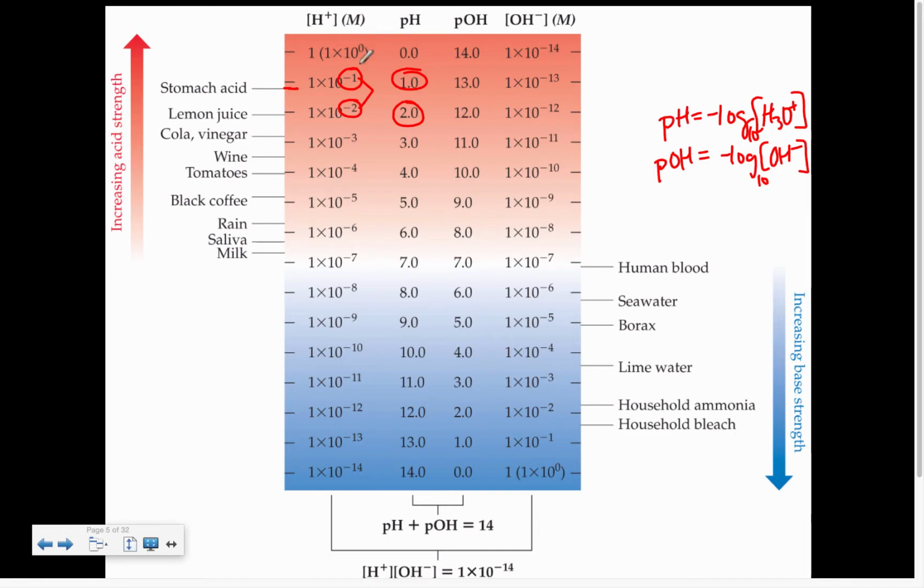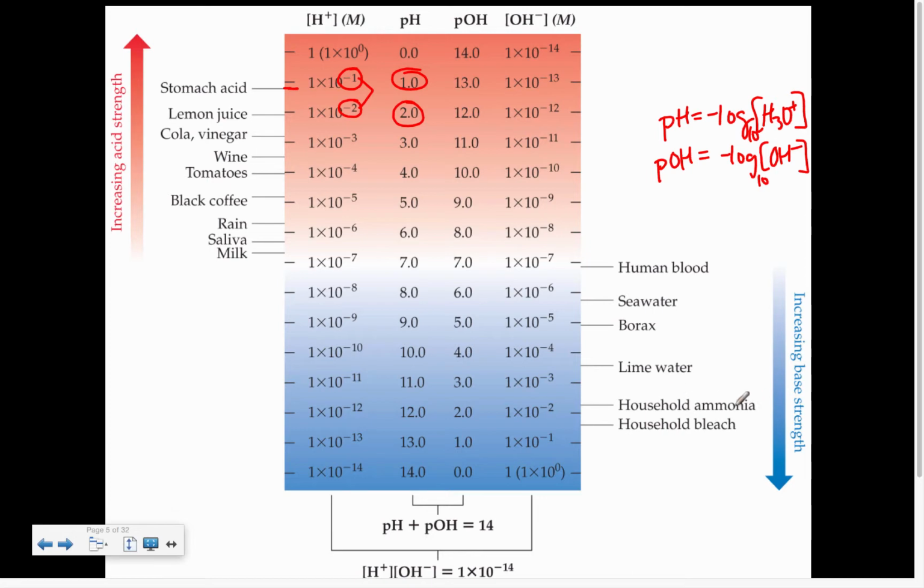Rain, saliva, milk. So if you look here, all of these are our sour things. Bases tend to be bitter. Things that are bitter are basic in general in terms of flavor. So blood, you should know what that is, approximately 7.4. Seawater is a little bit basic, courtesy of some of the salts that are dissolved in it, which again, we'll talk a lot about that later.